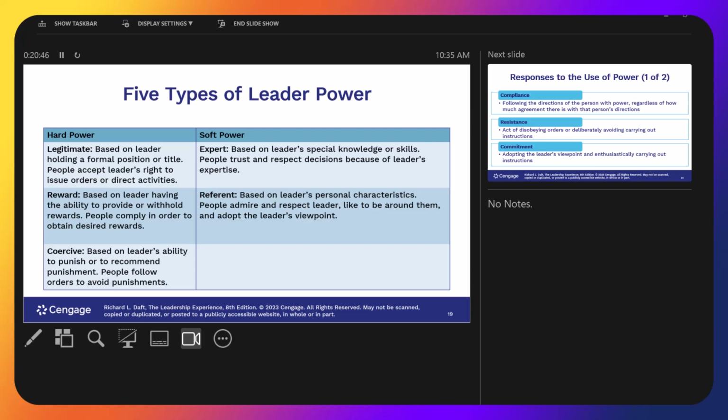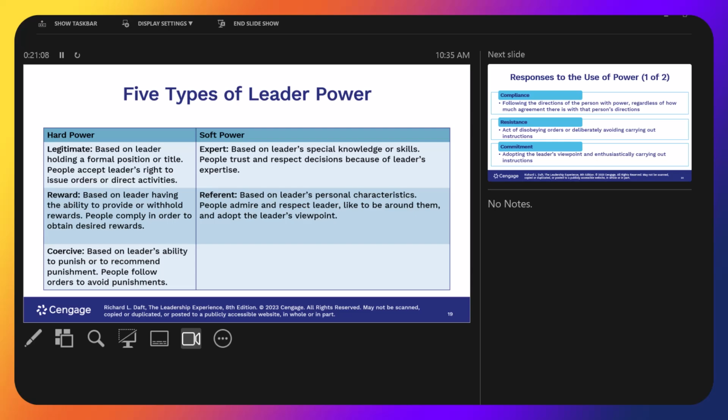Again, Genghis Khan, what did he say? The beatings will continue until morale improves. Soft power, expert, based on leaders' special knowledge or skills. People trust and respect the decisions because of the leader's expertise. Referent, based on the leader's personal characteristics. People admire and respect the leader, like to be around them, and adopt the leader's viewpoint.